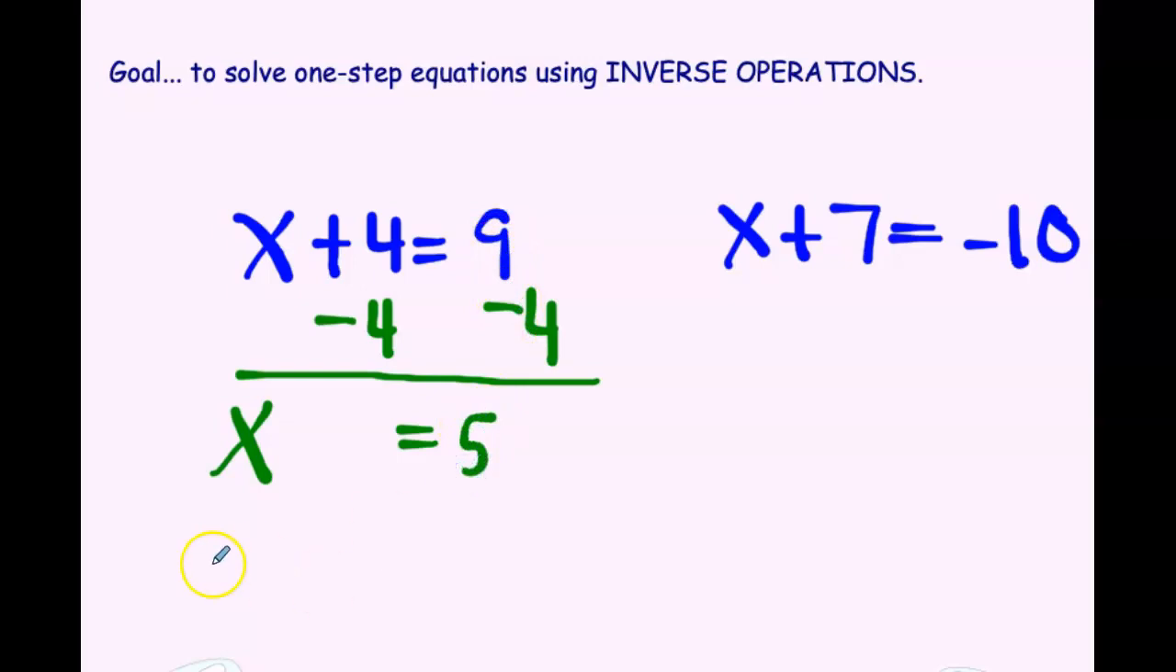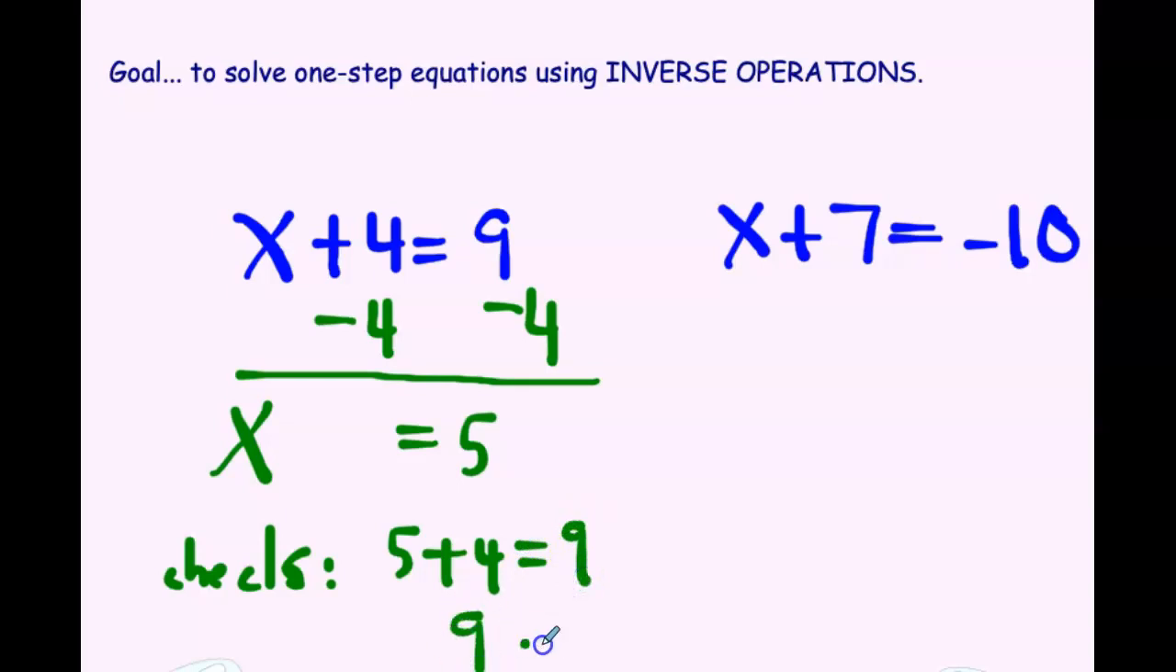If you want to check if your answer is correct, we go back to the original equation, which is x plus 4 equals 9. x is going to be 5, plus 4 equals 9. And we see that 9 equals 9, so our answer, 5, is correct. When you check, you always have to go back to your original equation.